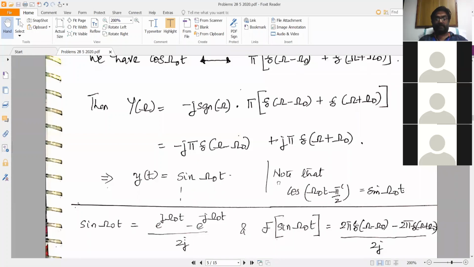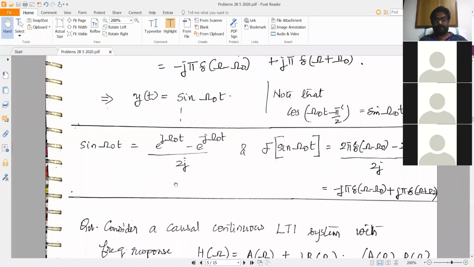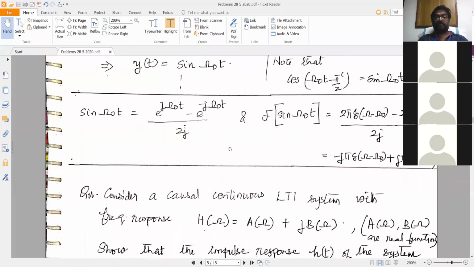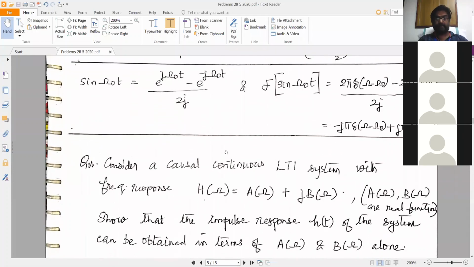Okay, so that I have shown here. Sin omega naught t can be expressed like this, and the Fourier transform of sin omega naught t will simplify to this expression. So the Hilbert transform of cos omega naught t is just plain sin omega naught t. What we have done is that cos omega naught t has been delayed in phase by pi by 2 radian, very easily observed by noting that cos of omega naught t minus pi by 2 radian is equal to sin omega naught t.